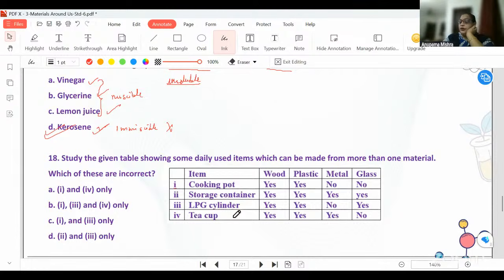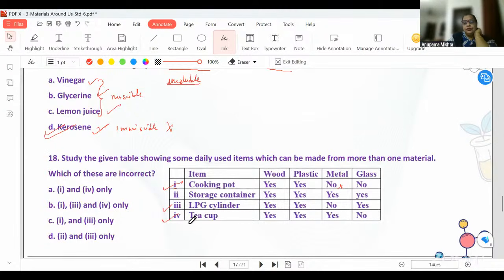18 one is B. 1, 3, and 4. Tell me. 18 answer is B. Yes. First one, the cooking pot, can be made of metal. This is wrong, that's why. So 1 is incorrect, then 3 is incorrect, and 4 is incorrect.